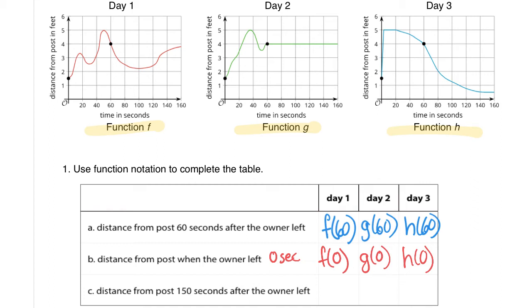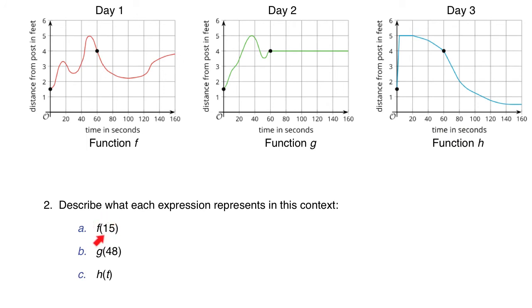And for the last part, the distance from the post 150 seconds after the owner left, I would say f of 150, meaning day 1, function f, 150 seconds after. G of 150 would be day 2, and h of 150 would be day 3. So now they're going to give us function notation. We're going to interpret what it represents.